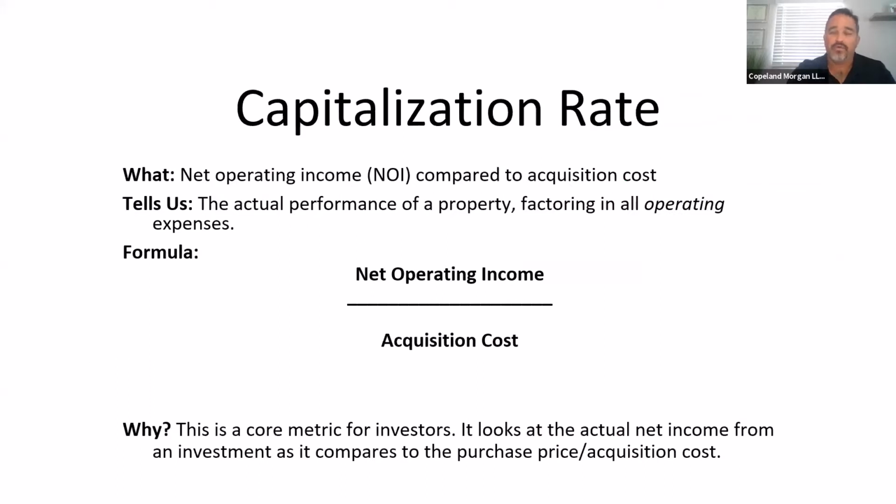So the first formula, we kind of just mentioned it briefly, is capitalization rate. It is the net operating income as it's compared to the acquisition cost, like we talked about. It tells us the actual performance of the property when you factor in all of the operating expenses. The formula is simply the net operating income, or the NOI, divided by the acquisition cost. In some cases, you could use value instead of acquisition cost, depending on why you're using this formula.